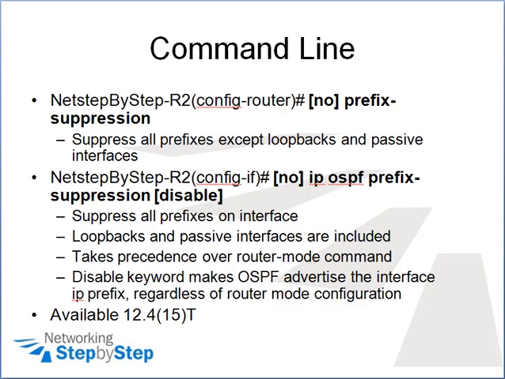This is what the command looks like. You can go into router mode under OSPF and you can enter prefix suppression. It's going to suppress all the links except the loopback and the ones which are in the passive interface state. This is the default behavior.